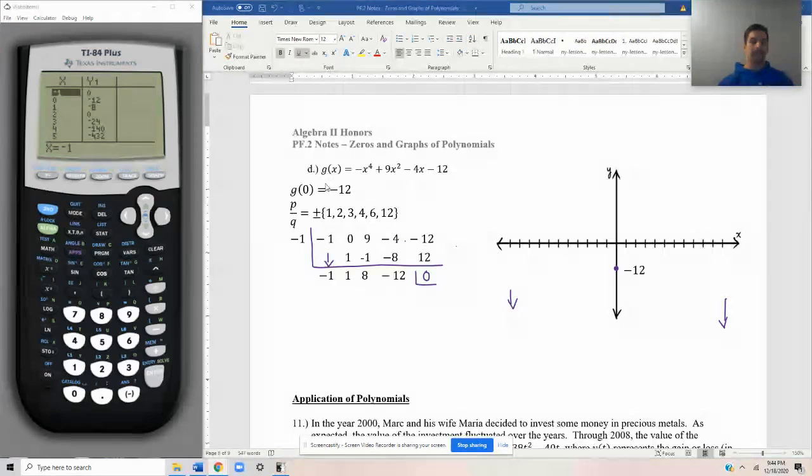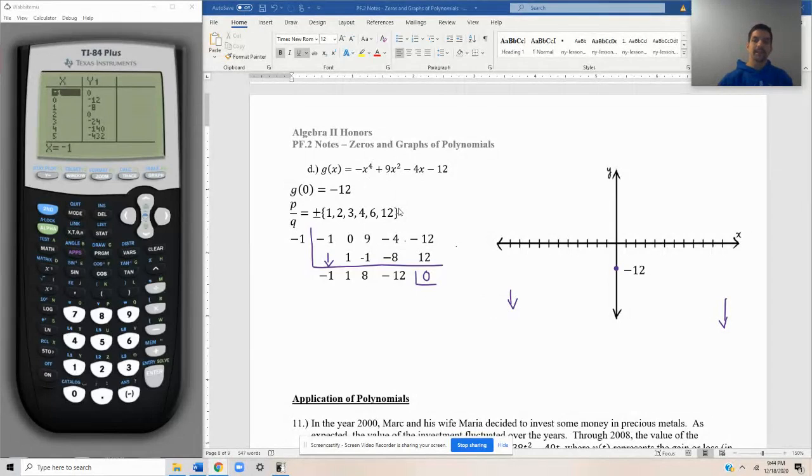So I went ahead and started by finding the y-intercept, substituting in 0 for x, which gave me a negative 12. I plotted that negative 12 and labeled it on the y-axis. I identified the end behavior. The leading coefficient is negative, meaning I'm going to go down to the right. With an even degree of 4, both ends are going to go the same direction, so I'm going to go down to the left as well.